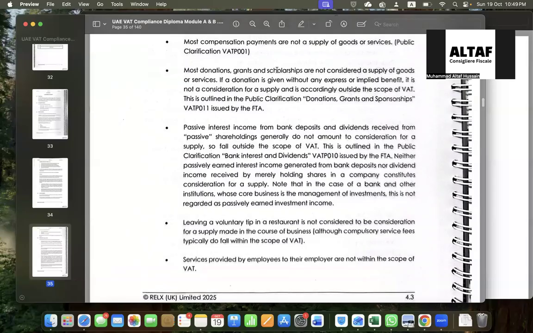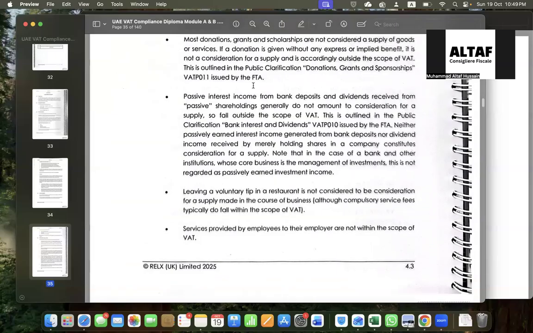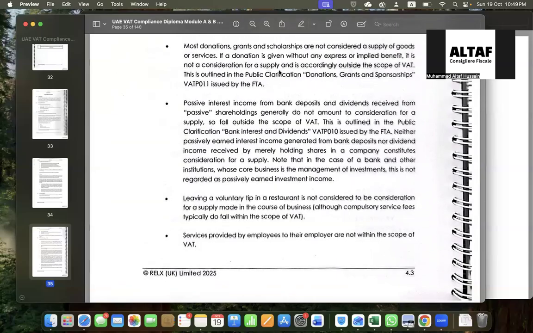Most donations, grants, and scholarships are not considered a supply of goods or services. These are beneficial or voluntary in nature, right? Kind of a charitable purpose. If a donation is given without any express or implicit benefit, it is not a consideration for a supply and is accordingly outside the scope of VAT. This is outlined in public clarification, donations, grants, and sponsorships, VAT P011 issued by the FTA. So the whole idea of the business element, the commercial element, is not there. That's why it's out of scope.